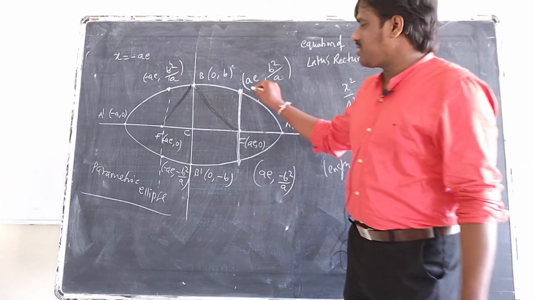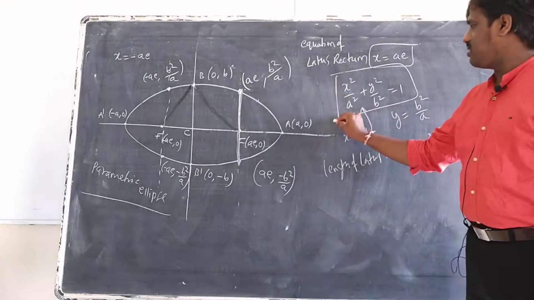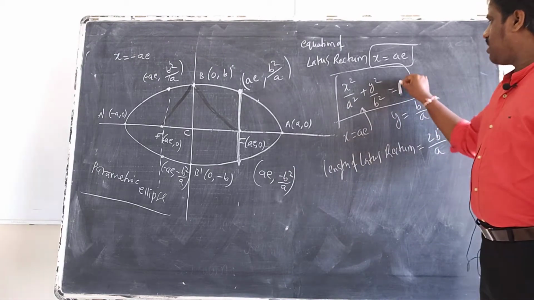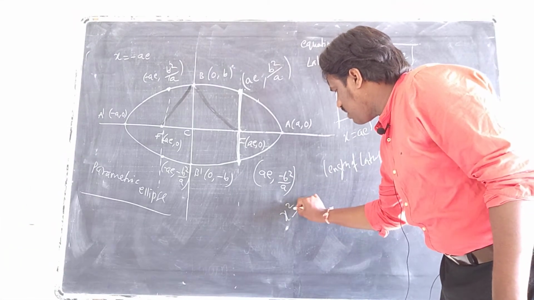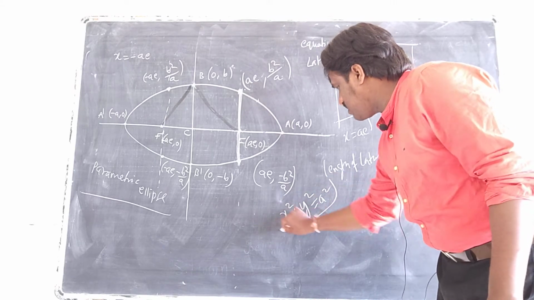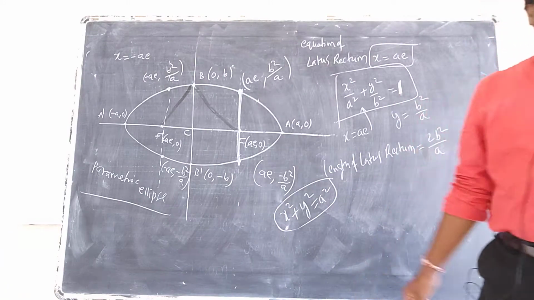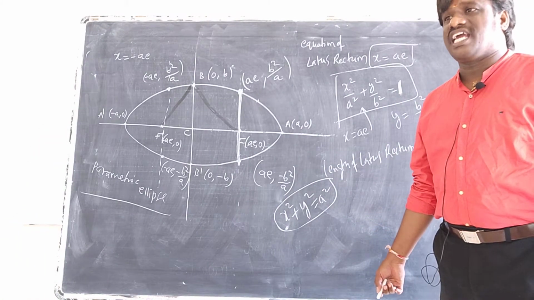A parametric point on the ellipse means a point which satisfies this equation, x square by a square plus y square by b square equal to 1. That is a parametric point. You know the circle, x square plus y square is equal to a square. What is the parametric point for this? Circle chapter is over. What is the parametric point of the circle? It is a cos theta comma a sin theta.